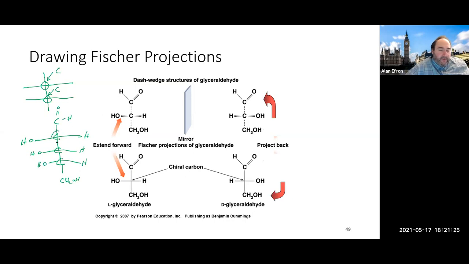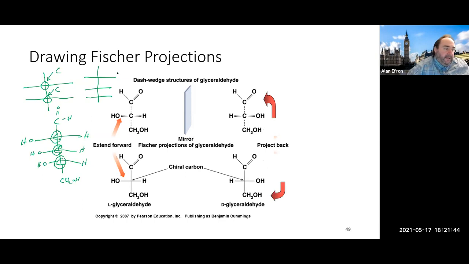And most of the time when we draw carbohydrates, we usually don't include the carbons here. Again, it's written like a straight line, like line structure in organic chemistry. Any questions on that there?